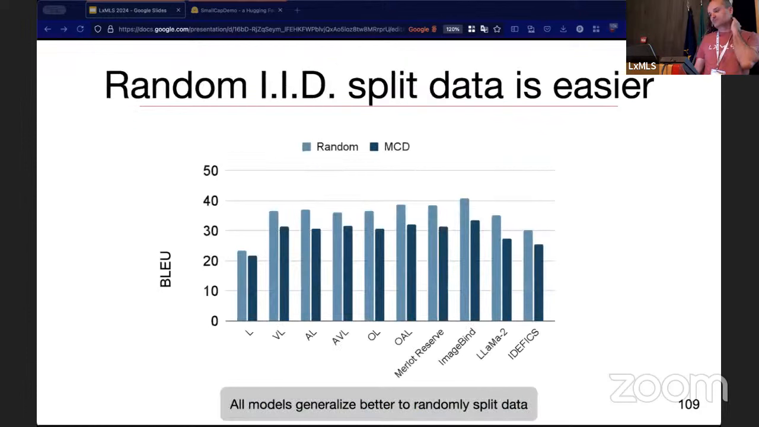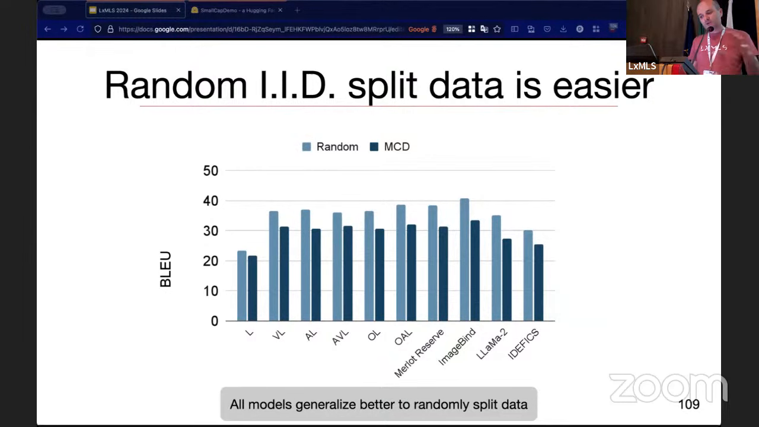You might also think, MCD splits are a waste of time. You didn't have to do that. But the random IID data is much easier for models to generalize to across the spectrum. So I think this is a really nice example of the importance of thinking about how you format your data and how you're going to be evaluating.